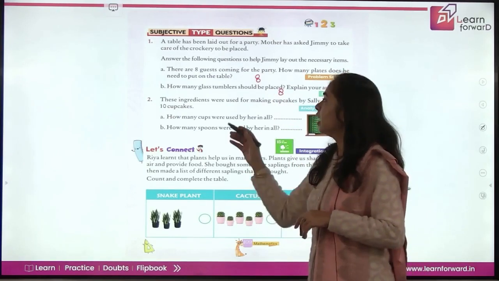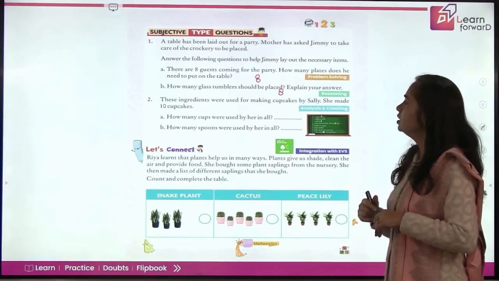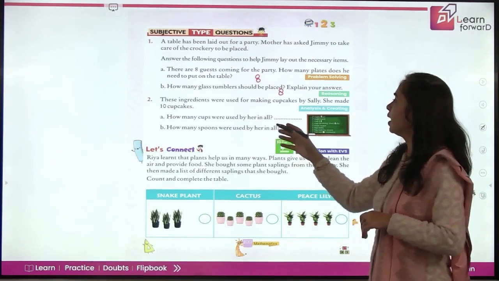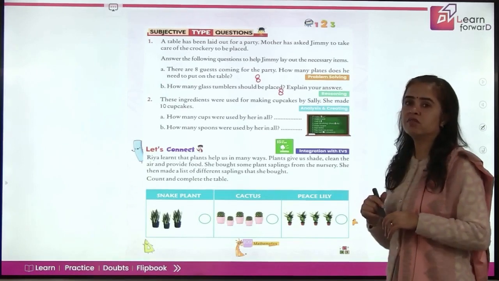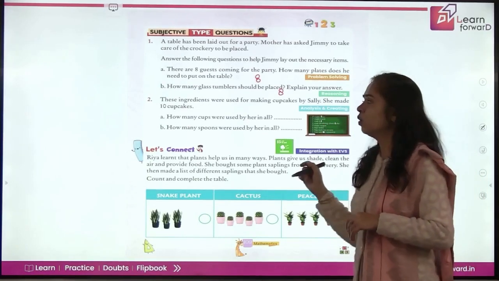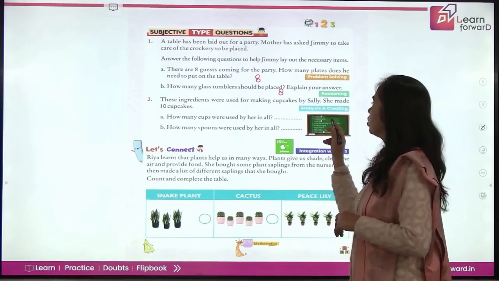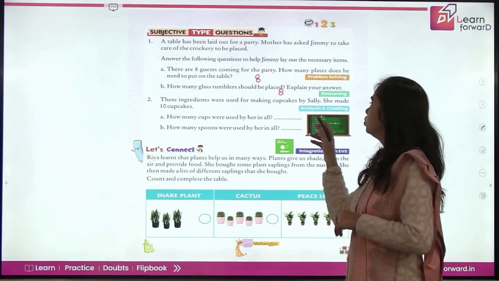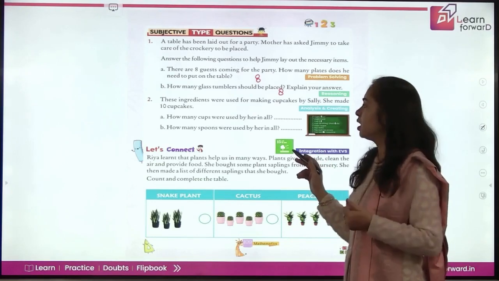8. Now, these ingredients were used for making cupcakes by Sally. She made 10 cupcakes. How many cups were used by her in all? So, this is the information given here, and you will be reading out and counting from there how many cups have been used, because different things have been used in different quantities. 2 cups of flour, 2 cups of curd, 1 cup of oil. So total how many cups she has used, you will be counting and writing.